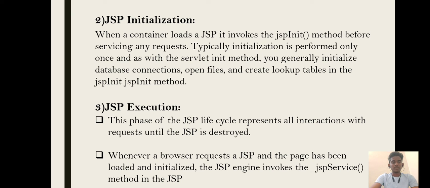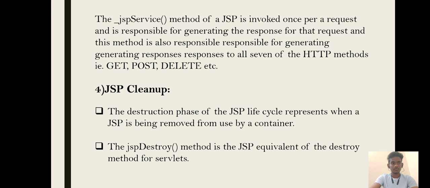JSP execution. This phase of the JSP lifecycle represents all interactions with requests until the JSP is destroyed. Whenever a browser requests a JSP and the page has been loaded and initialized, the JSP engine invokes the _jspService method in the JSP. The _jspService method of a JSP is invoked once per request and is responsible for generating the response for that request. This method is also responsible for generating responses to all seven of the HTTP methods, that is GET, POST, DELETE, etc.